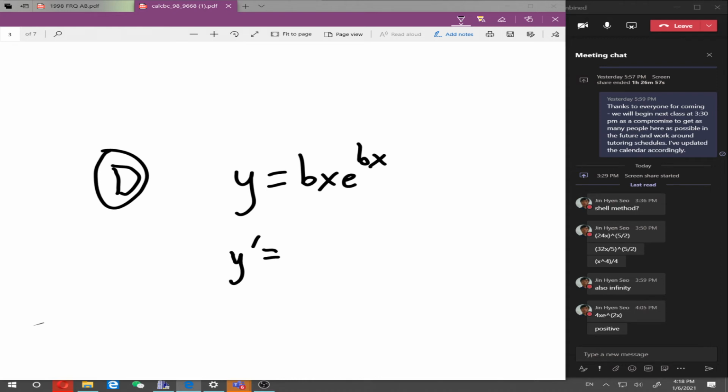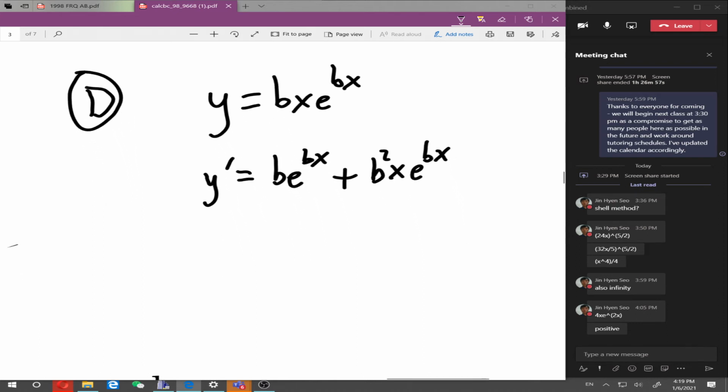Y prime is b e to the bx power times plus b squared x e to the bx power. Perfect, so that b squared is because you had bx e to the bx times b with chain rule, and that became b squared. Okay, so I would want to set this derivative equal to 0 and then solve for x. Since we cannot do this in a calculator this time, we'll have to do it by hand.